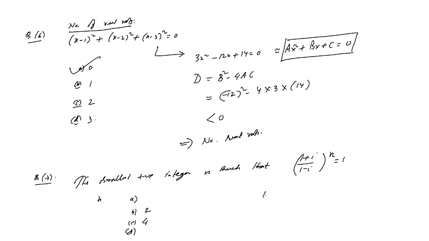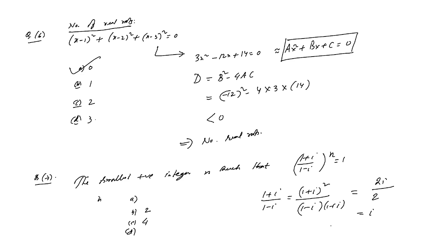So we calculate 1 plus i by 1 minus i. This value will be (1 plus i) whole square by (1 minus i) into (1 plus i). Calculating it, this will be 2i by 1 minus i square.